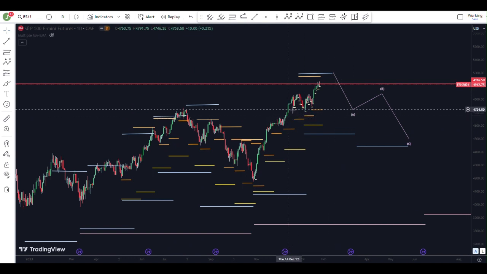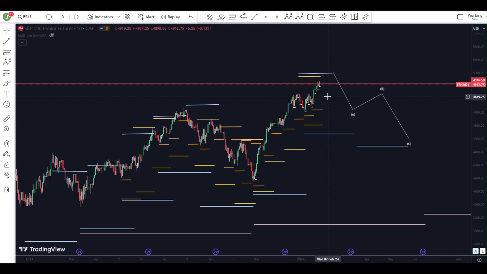It does appear that the market is starting to lose momentum to the upside, and that makes sense after such a strong move. As I mentioned in the prior video, the market needs to rest. It needs to consolidate, or it needs to correct before it can make any further upside.